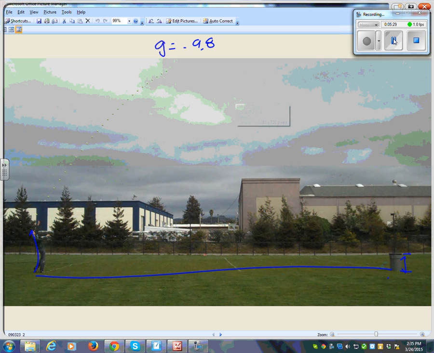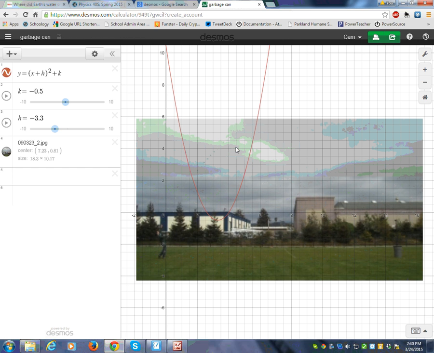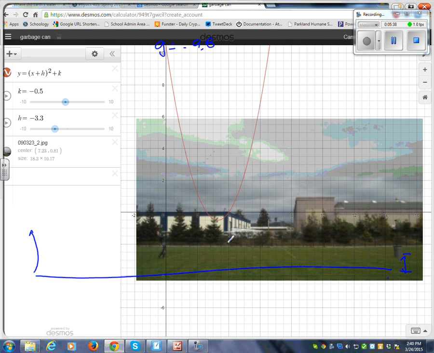I'm going to hand out some rulers, and I'm going to see if you can tell me if it hits the garbage can or not. No, what if I had a magical website like this, where I've got the picture?